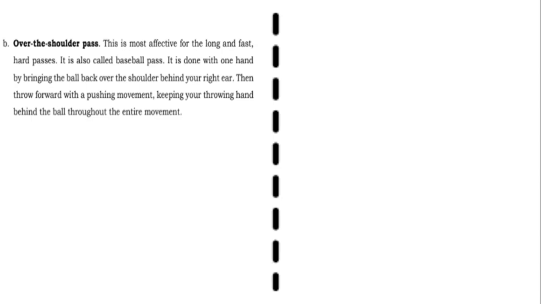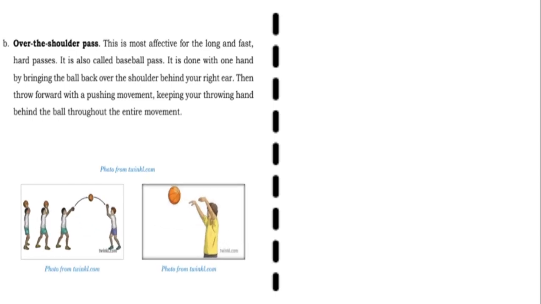This is most effective for long and fast hard passes, and it is also called baseball pass. It is done with one hand by bringing the ball back over the shoulder behind your right ear and then throw forward with a pushing movement, keeping your throwing hand behind the ball throughout the entire movement. Over the shoulder pass is an example of letting the ball in air. Kasi nga po, mas mataas po yung pagpasa nyo ng bola sa another member. Because over the shoulder pass is behind your right ear or behind your head po.